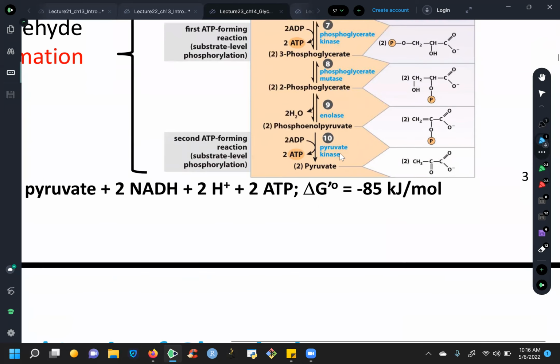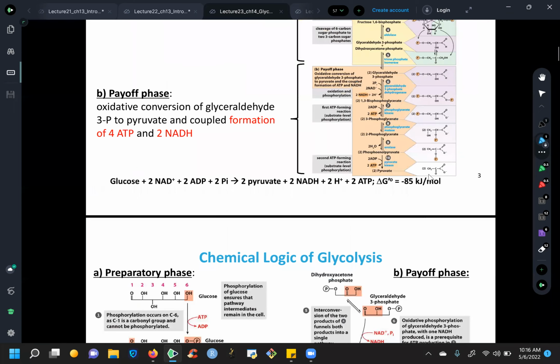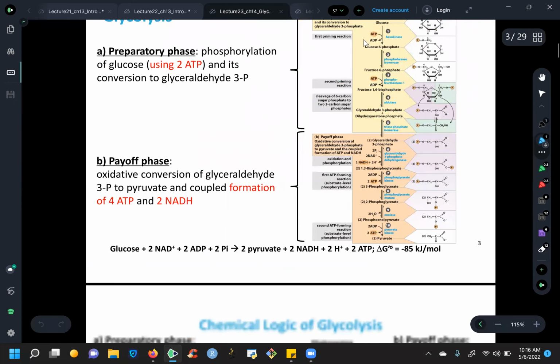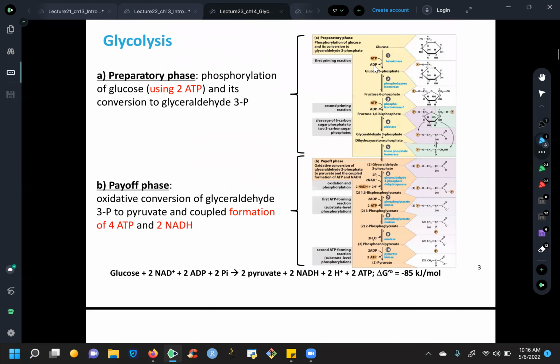And then for reaction number 10, all we did was remove that phosphate. So pyruvate kinase removed that last phosphate, and that's why we made ATP. We gave it to ADP to make ATP. And then our end product is pyruvate. So that's how the 10 reactions of glycolysis work. The steps that require ATP are steps 1 and 3, and the steps that produce ATP are 7 and 10.